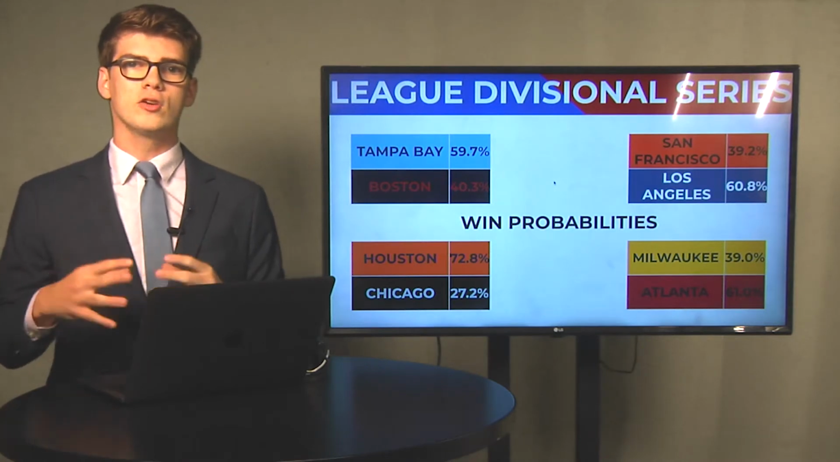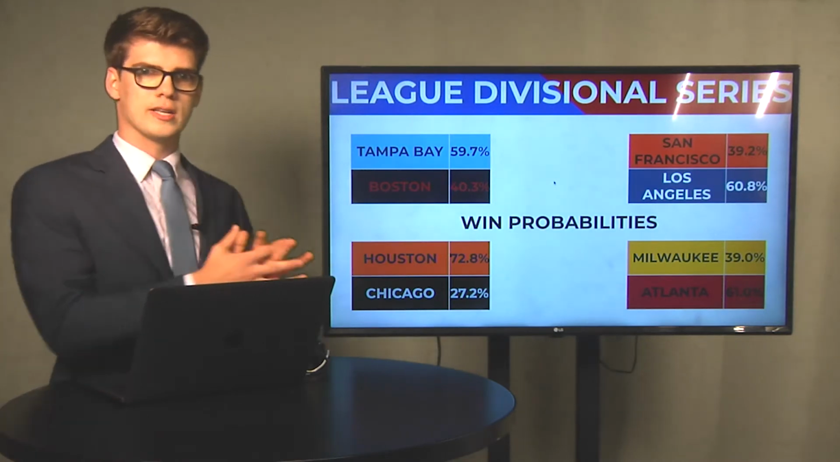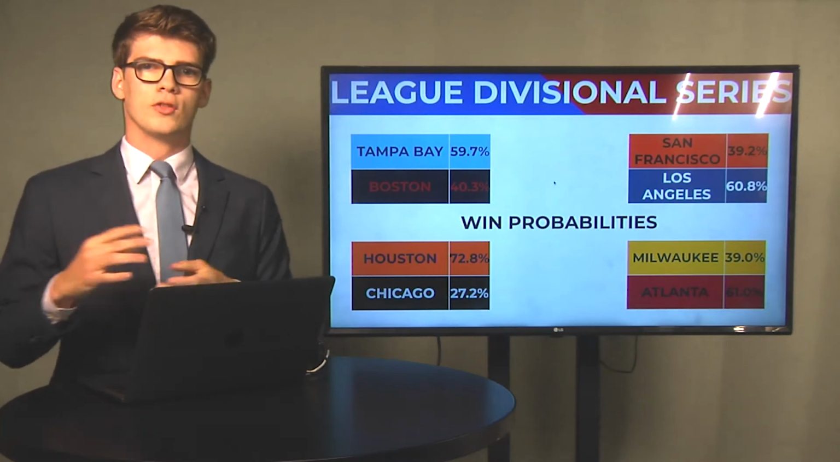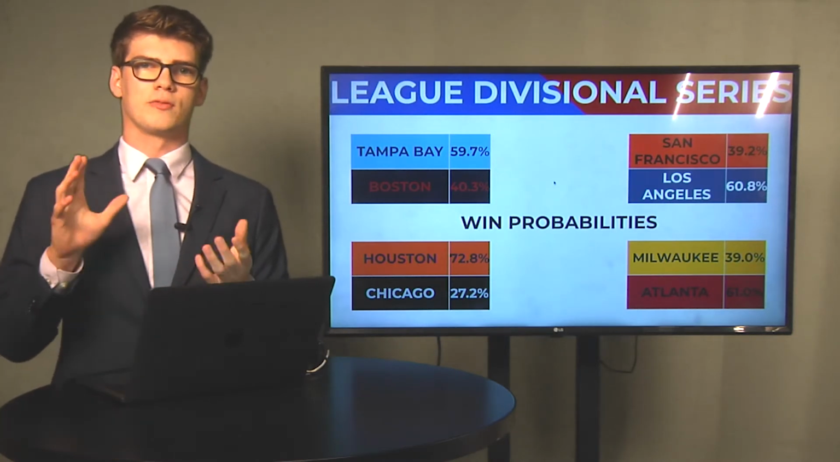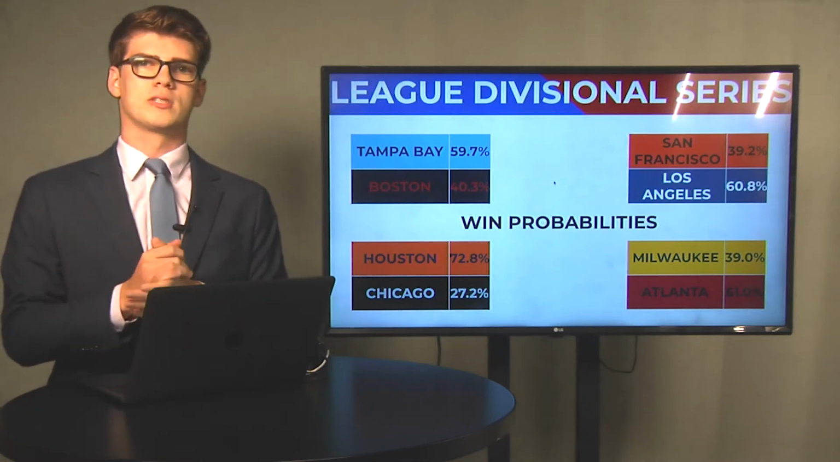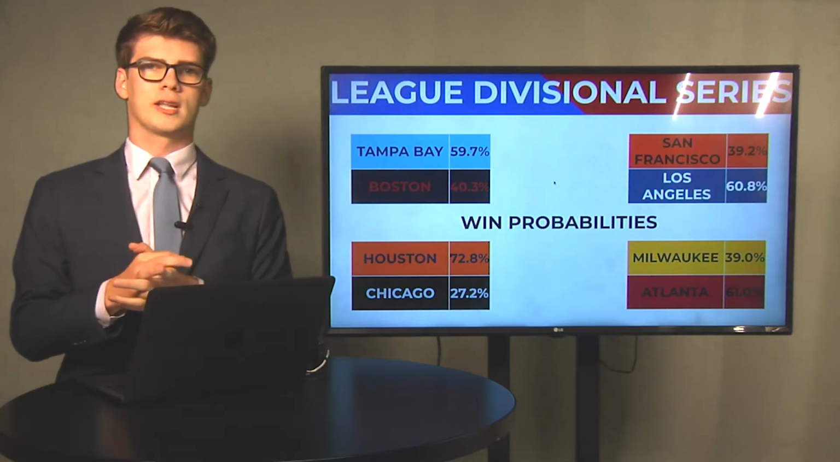In the AL, Houston will play host to the Chicago White Sox, while the Milwaukee Brewers will have the upper seed on the Atlanta Braves. Through the simulations, the ALCS would feature Tampa Bay and Houston for the second year in a row, and the NLCS would see the Dodgers play underdog to the Atlanta Braves.